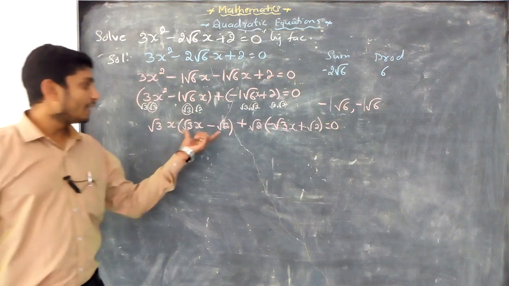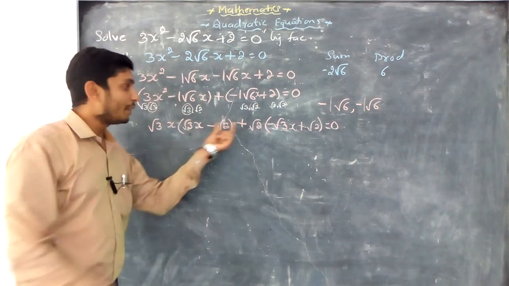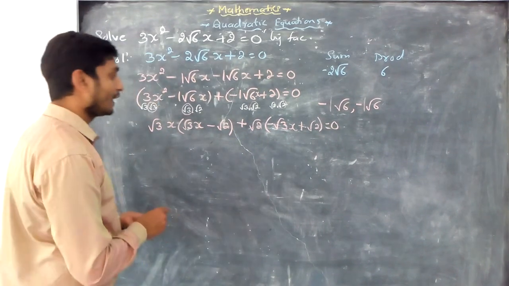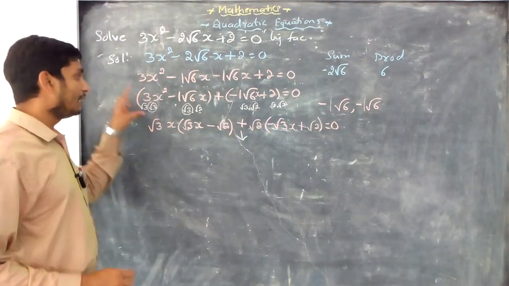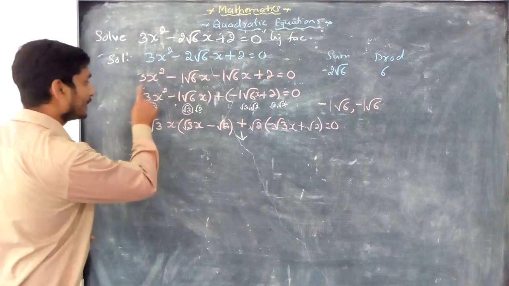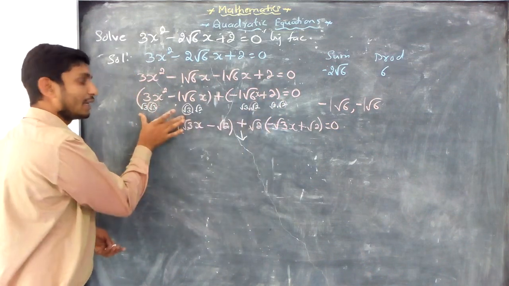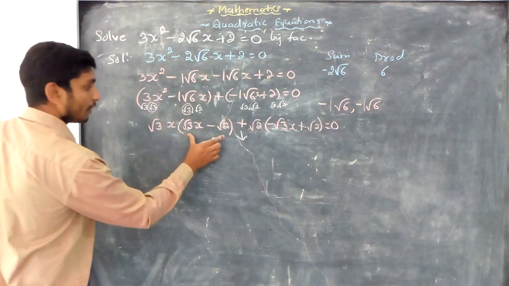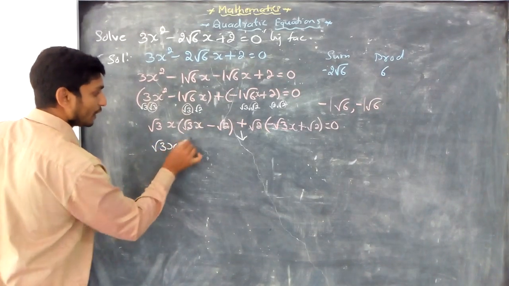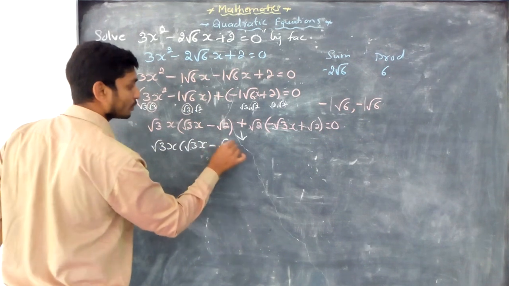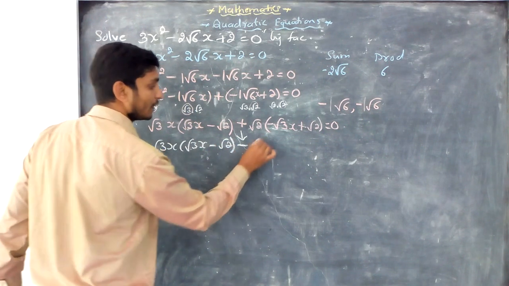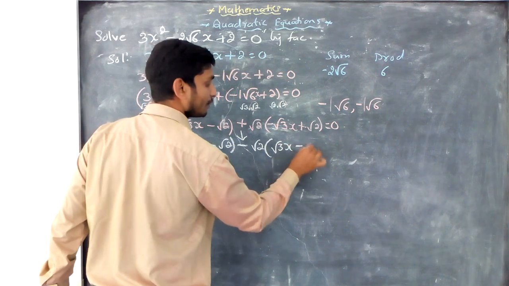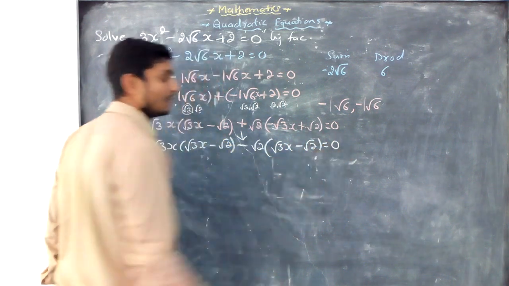Now see, here root 3x minus root 2 is there, but here minus root 3x plus root 2 is there. That you can say, it is not a difficult task. First time, each step is important. That's why this step is very very important. If you don't understand, come back in the video and watch again, then go ahead. Now which one, root 3x into root 3x minus root 2, plus becomes minus. That time you have to change the sign. Minus becomes plus root 3x. This plus becomes minus equals 0.